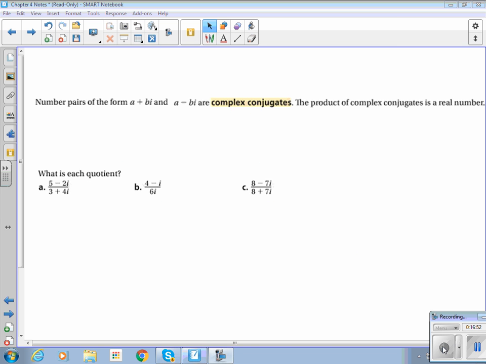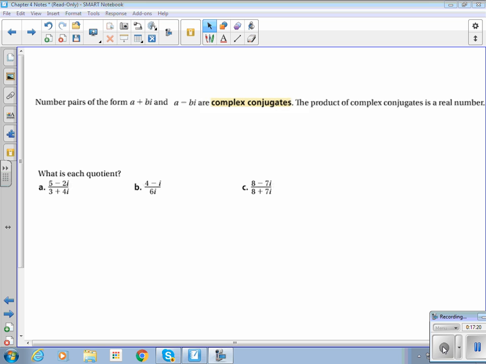All right, so that last problem brings us to the topic of complex conjugates. In complex conjugates, our a values, the real parts, are the same, and the complex parts are opposite. So a plus bi and a minus bi are complex conjugates. If you notice, the sign on the a doesn't change, but the signs on the b need to be opposite.